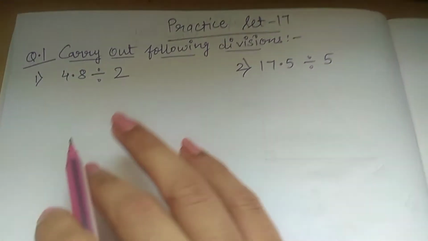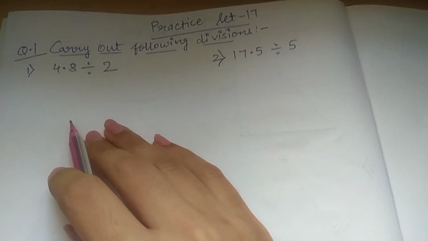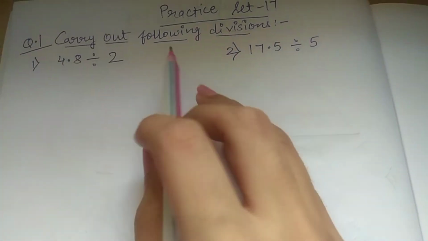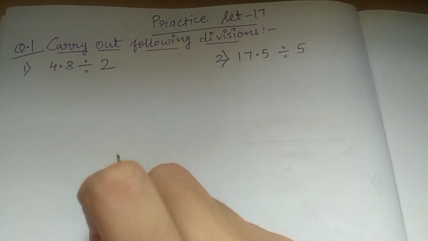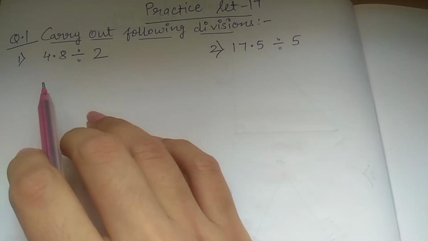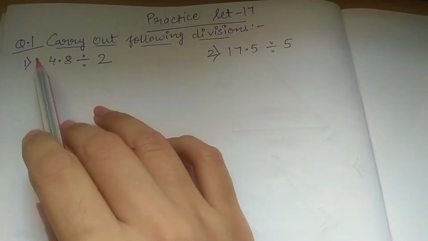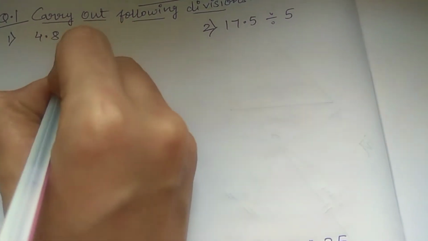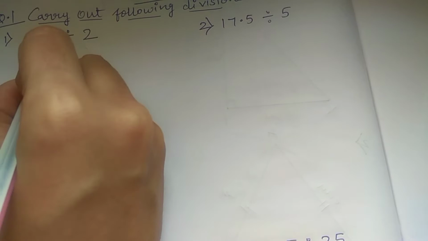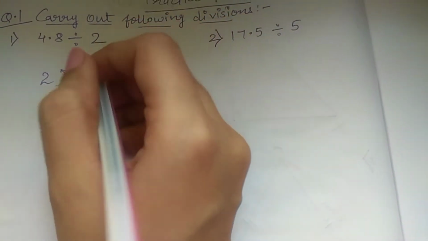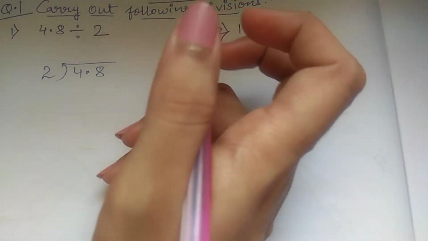Now, as we have learned division of decimal fractions, let's start solving the practice set based on division of decimal fractions. First is 4.8 divided by 2, in question number 1, first one. So 4.8 is the dividend, 2 is the divisor. So we will carry out normal division.